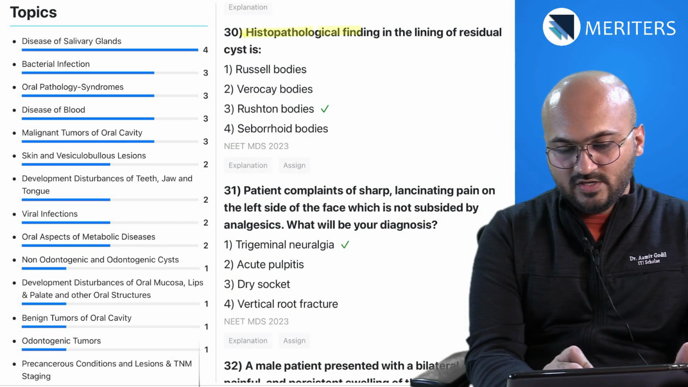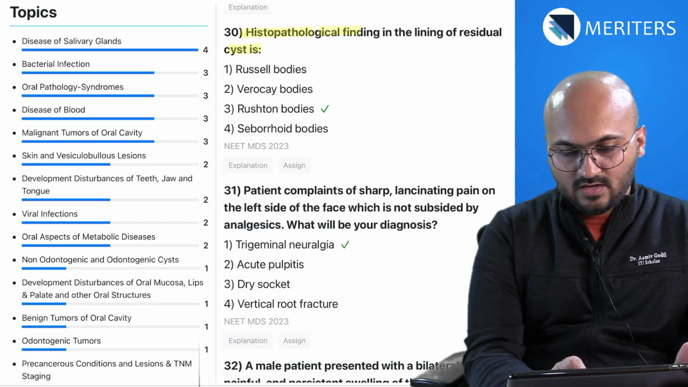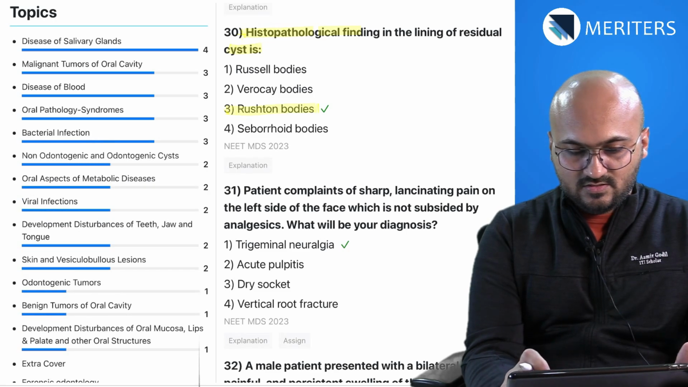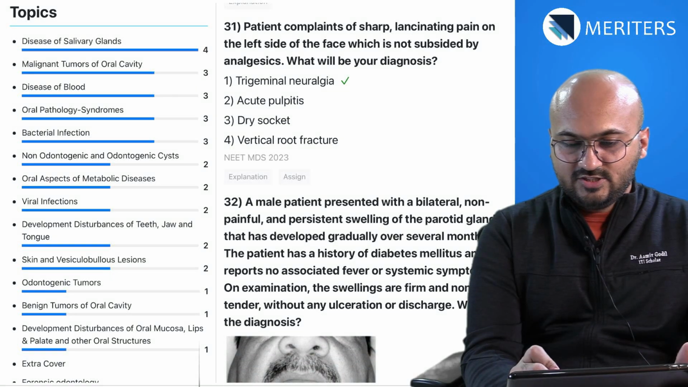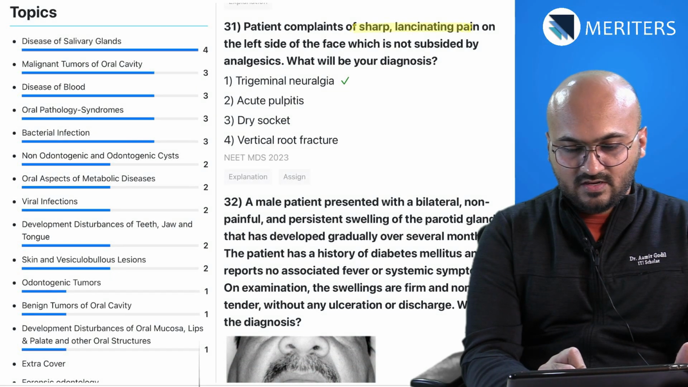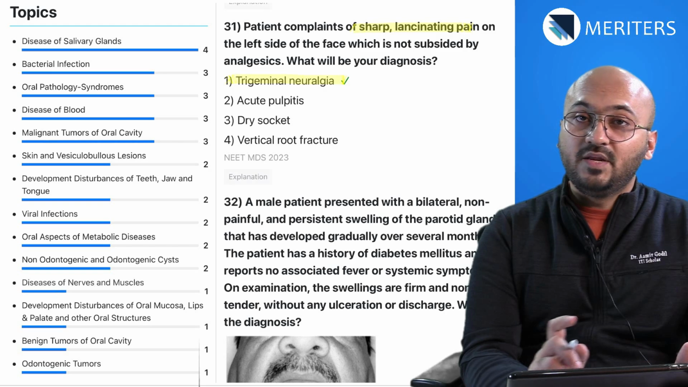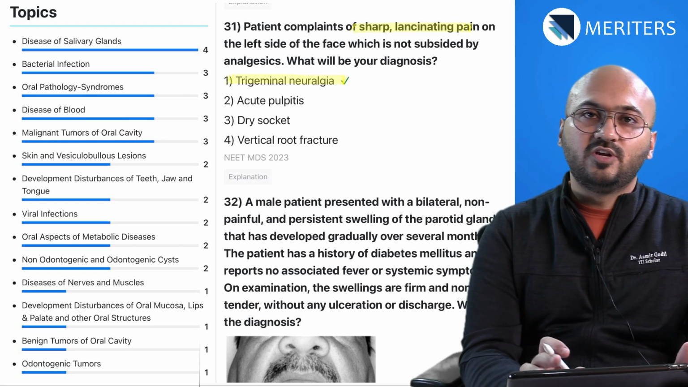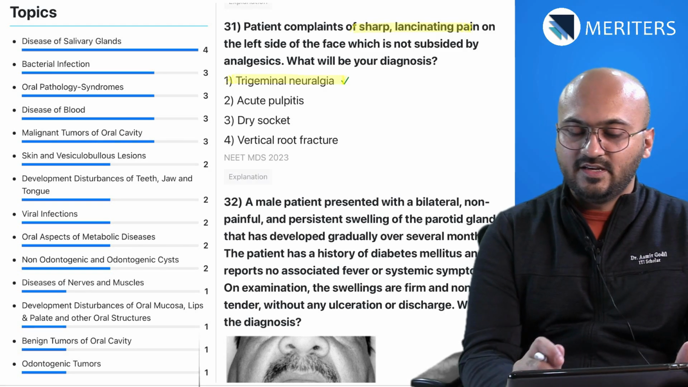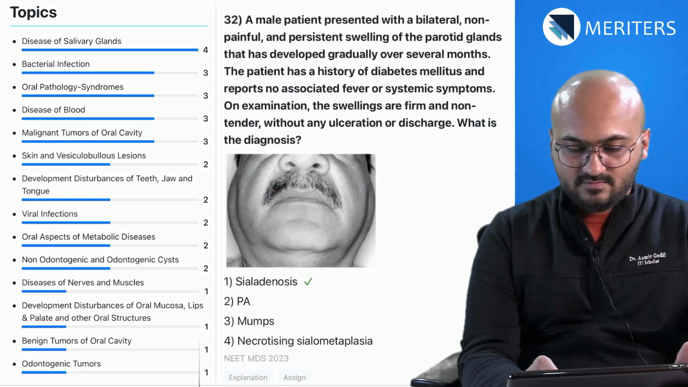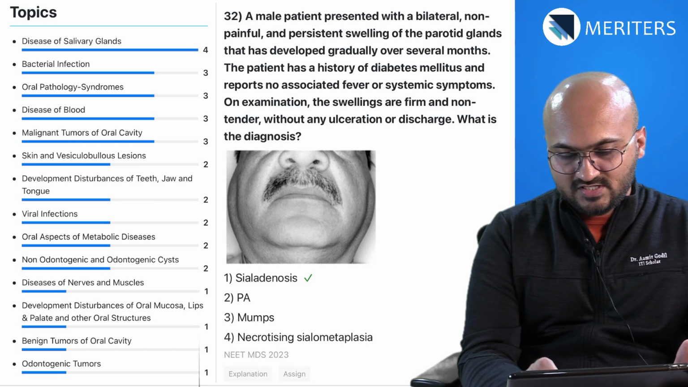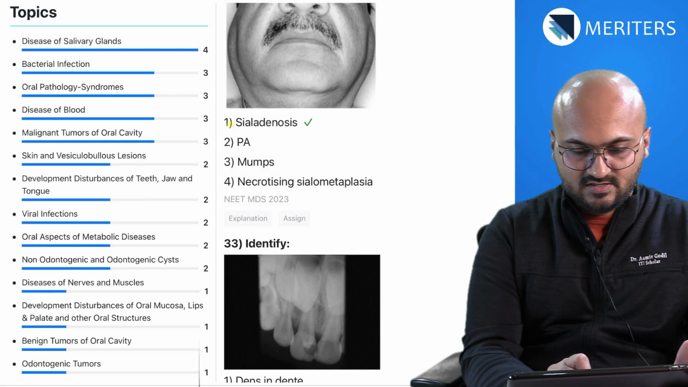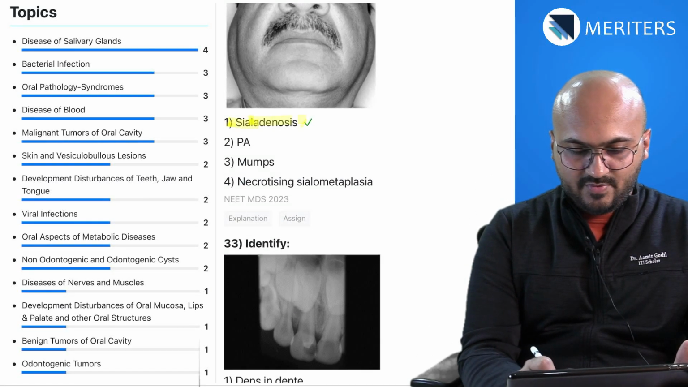Residual cysts will show Rushton bodies. So that's chapter on cyst. Sharp lancinating pain, trigeminal neuralgia. Very popular questions on trigeminal neuralgia, almost always there in NEET MDS exams. Then a clinical image and a big history of a patient suffering from sialadenosis, which is a salivary gland pathology.